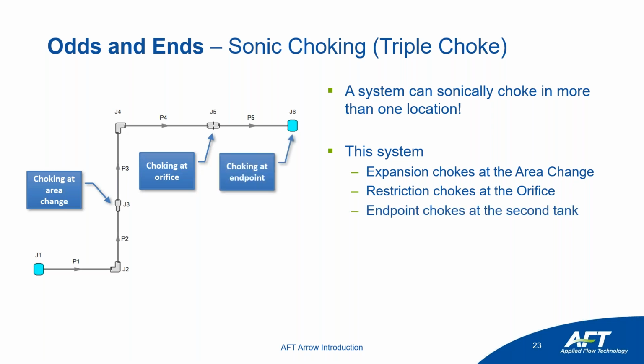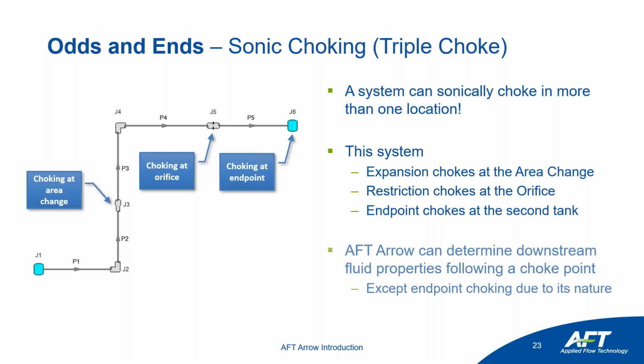As the fluid gets faster and faster, there's more and more pressure loss. As we saw in that graph, the velocity will kind of exponentially increase towards the end of the pipe until it sonically chokes at the endpoint. Note that in a case like this, Arrow will still be able to model your fluid properties following a choke point. The main limitation is endpoint choking, where we can't determine what the properties are directly downstream of the sonic choke point.